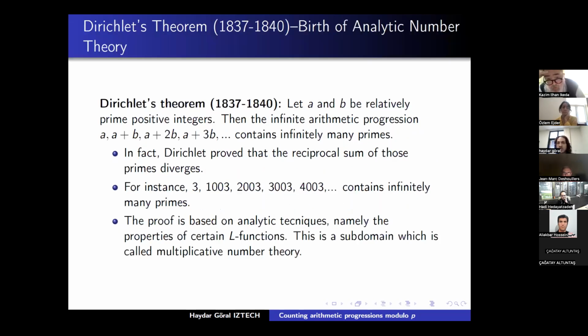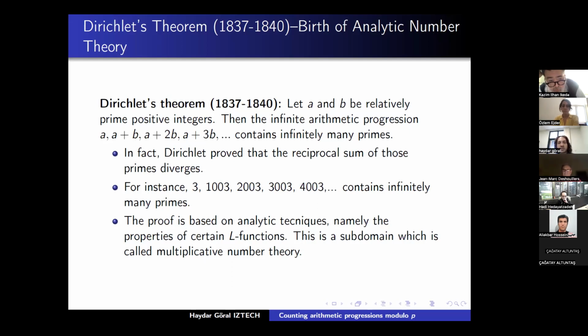So the whole story began with the theorem of Dirichlet. It's almost 200 years ago, and sometimes called the birth of analytic number theory. The idea is to extract primes from an arithmetic progression. Whenever you have a reasonable arithmetic progression, meaning a and b are coprime integers, and you consider the arithmetic progression a plus b, a plus 2b, those are the numbers which are congruent to a modulo b, then you can find infinitely many primes in this arithmetic progression.